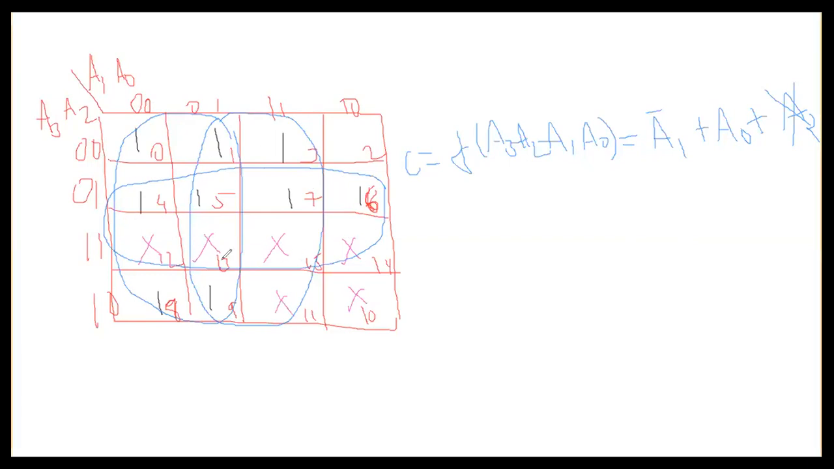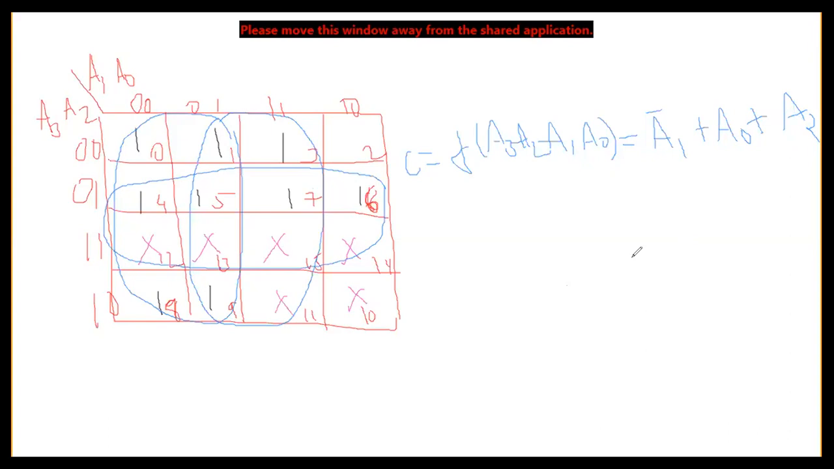Whenever there is a maximum box combination possible with the don't cares, you should go for the maximum box combination only. Don't go for the minimum box combination. If there is any maximum box combination with the don't cares, you go for the maximum box combination only.